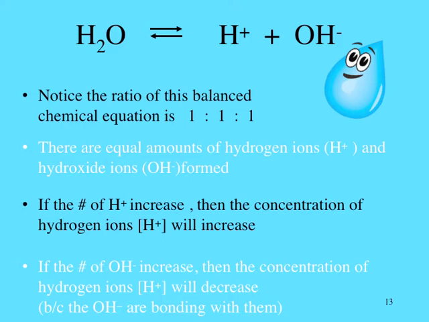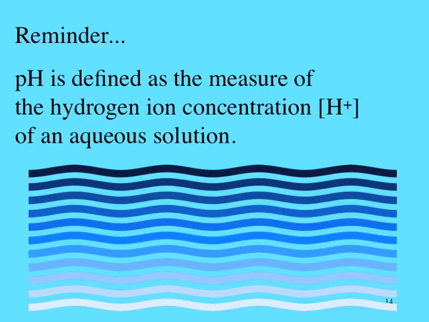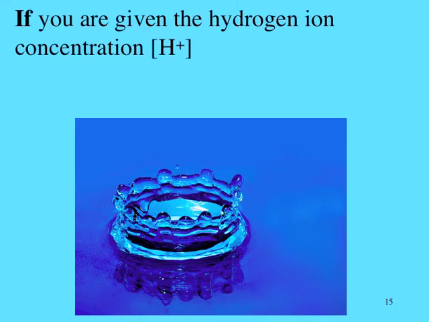All right, so just a reminder, we'll jump back to the beginning of the slideshow here, and the pH is defined as the measure of the hydrogen ion concentration. Notice how hydrogen ion concentration is written of an aqueous solution. All right, so how do you figure out what the pH of something is?